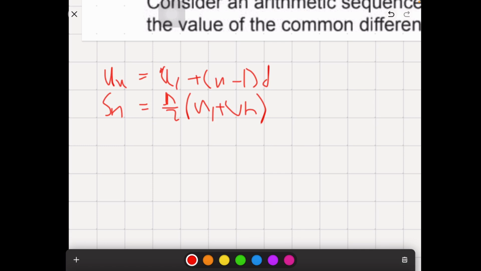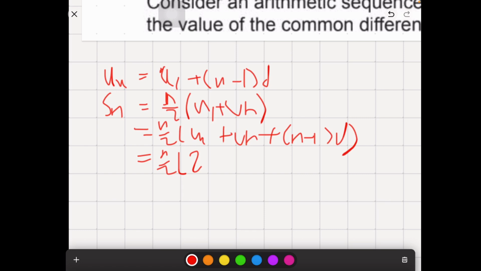The other formula you can find by taking this Un equation over here and plugging it into here. So I will do that. So this is equal to n over 2 times (U1 plus (n minus 1)d). And this is now equal to n over 2 times (2U1 plus (n minus 1)d).